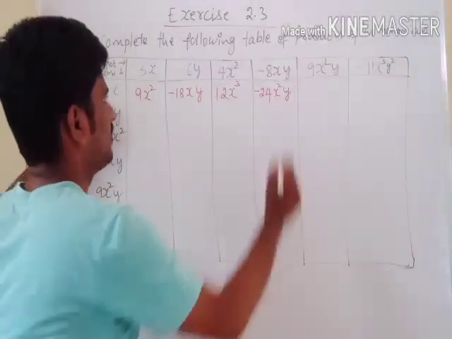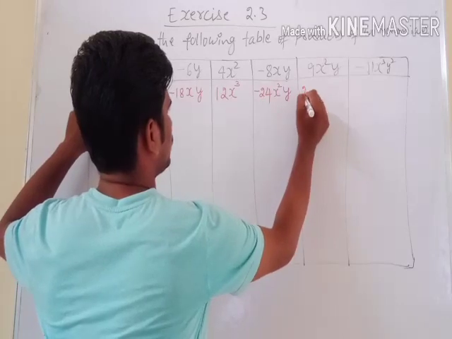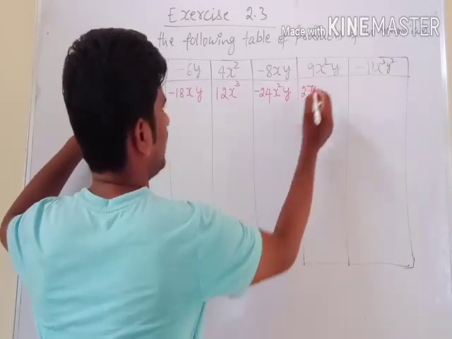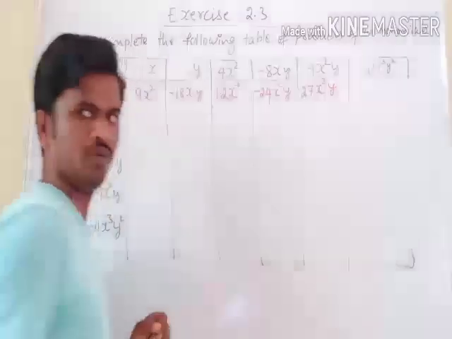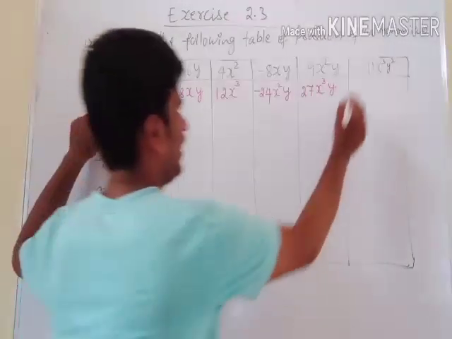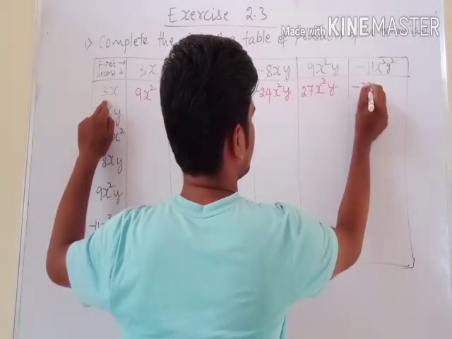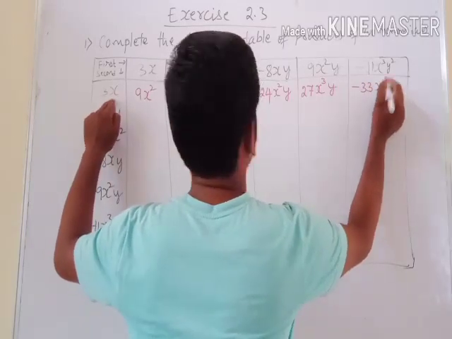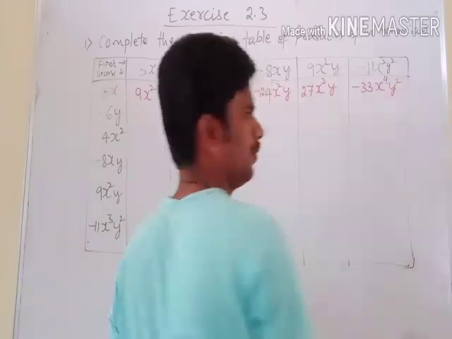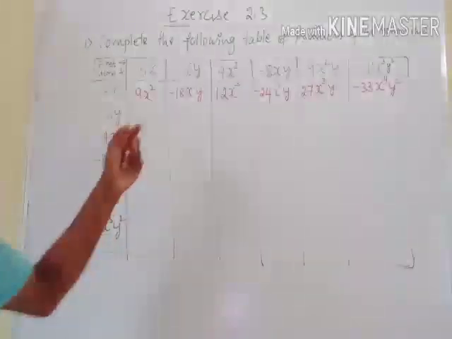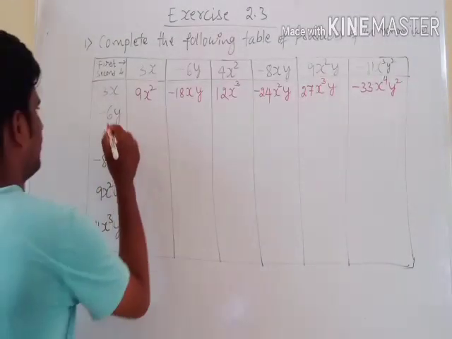Next, 3 nines are 27, x into x square is x power 3 into y. Next, 3 into minus 11, that is minus 33, x into x cube, that is x power 4, y power 2 as it is. Okay, in the same manner you multiply the remaining.